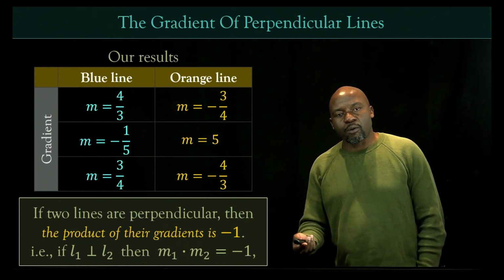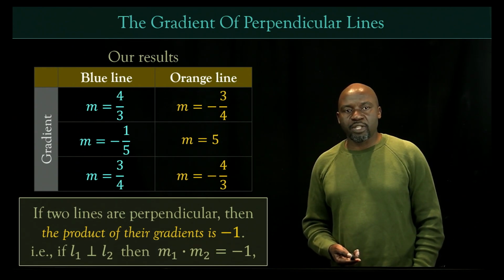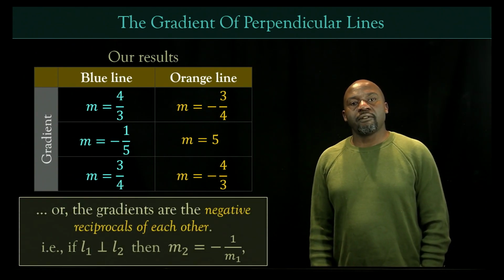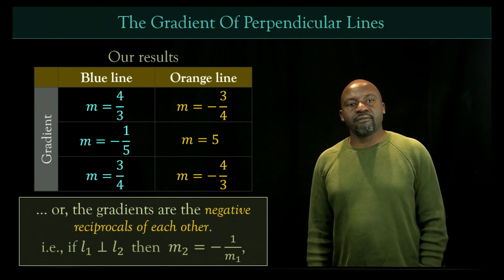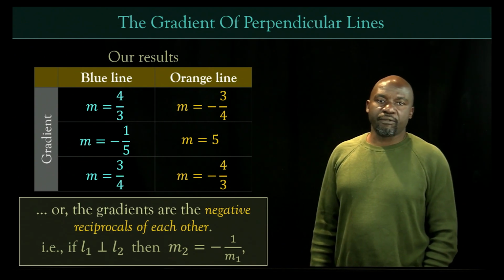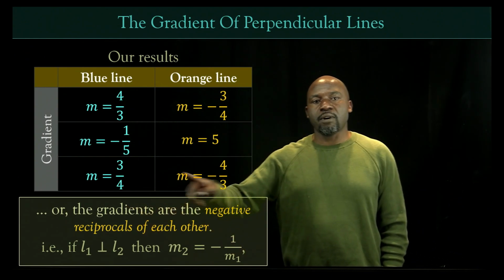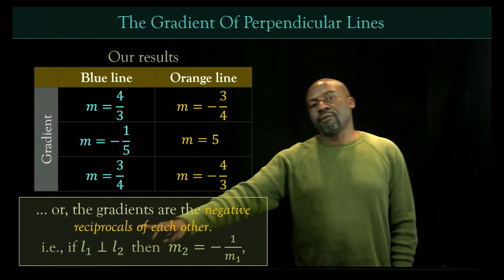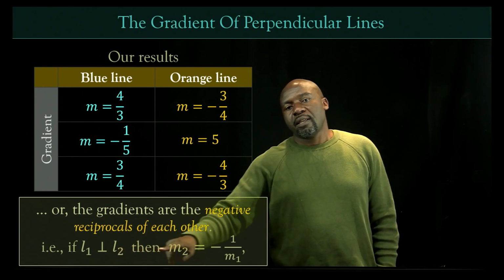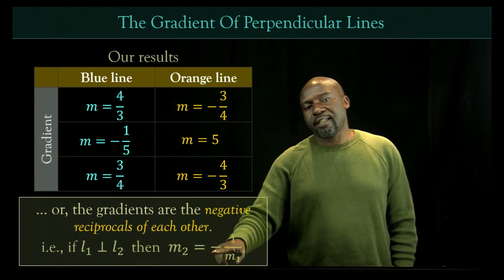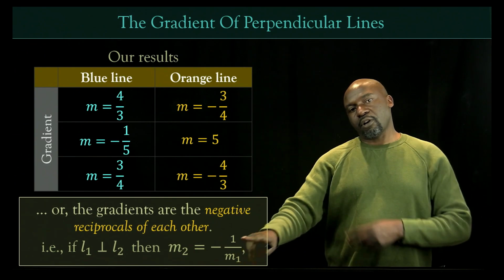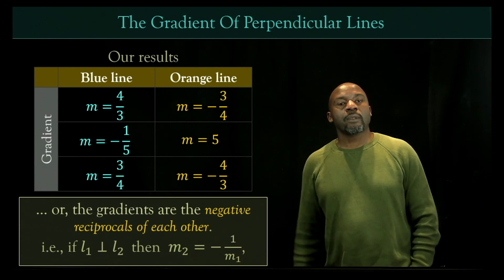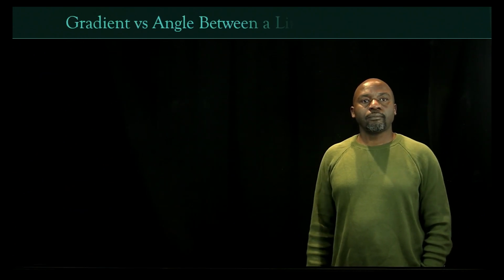Okay, and another way of saying that, which is what I started with in the first place, is that if two lines are perpendicular, then the gradient of one is the negative reciprocal of the gradient of the other. If two lines are perpendicular, then the gradient of line 2 is the negative reciprocal, flipping, of the gradient of the first line. Okay, I hope you got that.